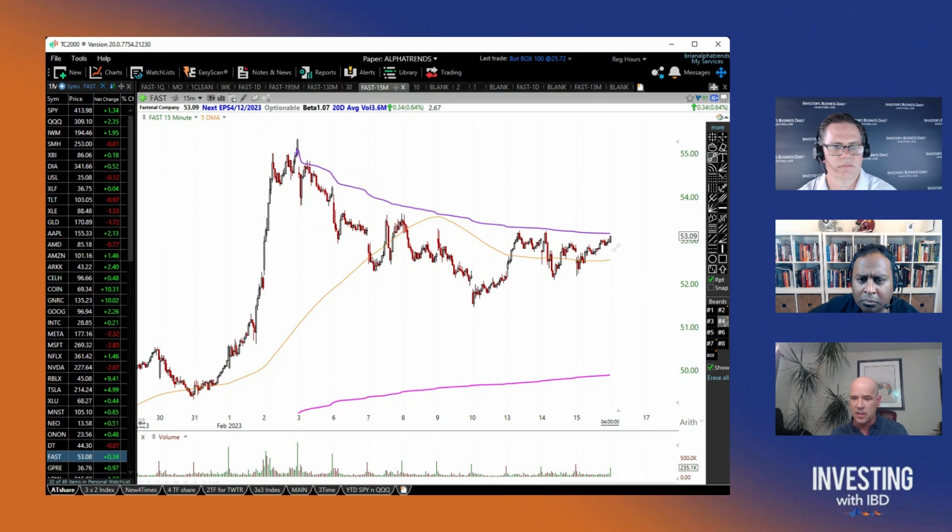So just looking at the 15-minute again, maybe pull back, test that 5-day moving average, then get going tomorrow, or tomorrow's Thursday, maybe Friday. But I think it's pretty imminent that it goes. My stop will go here.